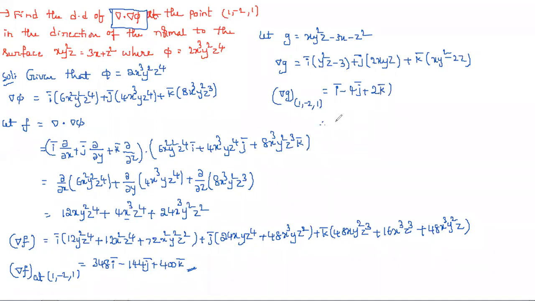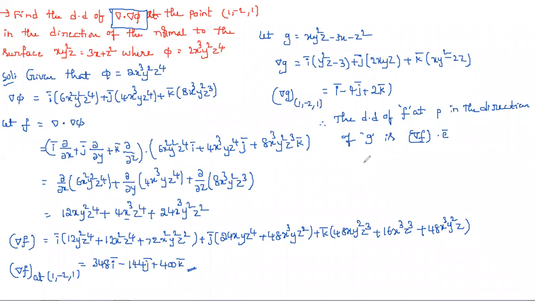So now you can find the directional derivative, right? The directional derivative of f at the point P in the direction of the normal to the surface g is del f at that point dot e bar. So e bar is nothing but, now we'll calculate.